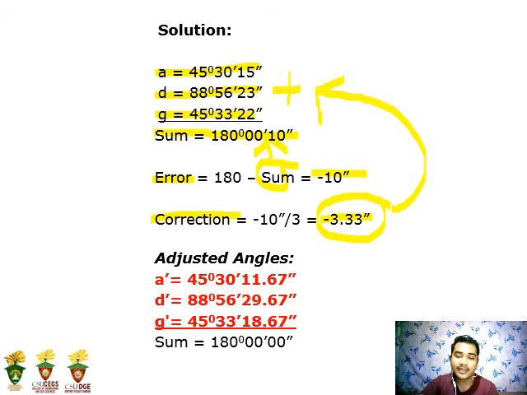So we will be having a value of 45, 30, 11.67. For B, same lang gihapon ang pamaagi, so we have the adjusted angle of 88, 56, 19.67. And sa C nga angle, naa tay makuha nga value nga 45, 33, 18.67 seconds. And we are going to get the sum of these three angles to check if it equals 180 degrees. So kung ato nang i-add, it will give us a value of 180 degrees.